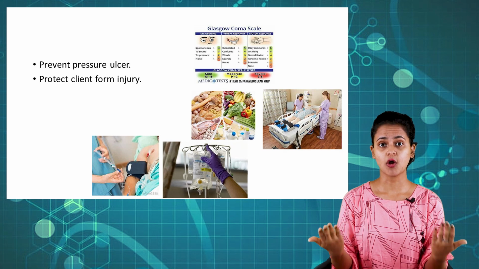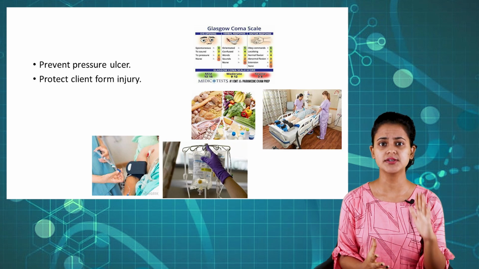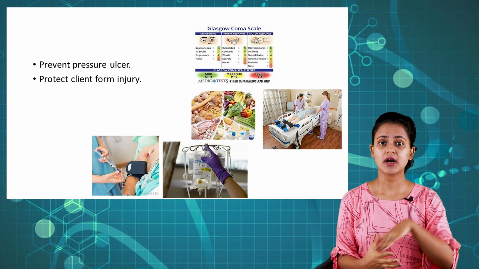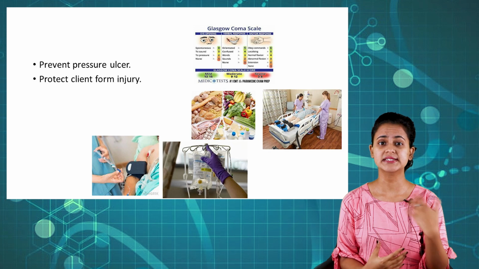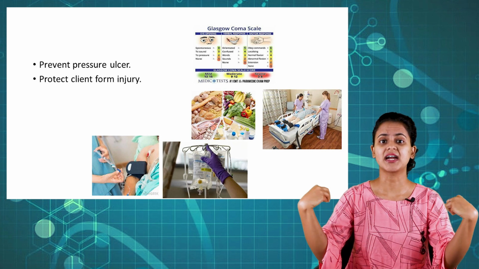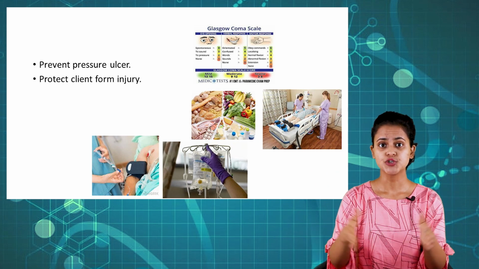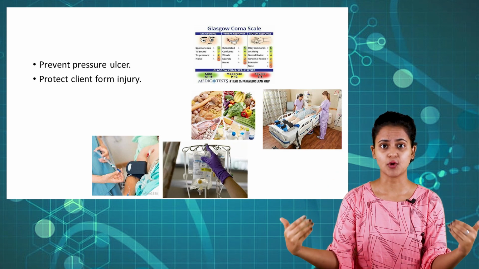The next role of the nurse is to save the client from any type of injury. Now, it can be a physical injury or it can be an iatrogenic injury. As the client is in an unconscious state and not able to communicate, it is a nurse's role to prevent all the probable types of injury.